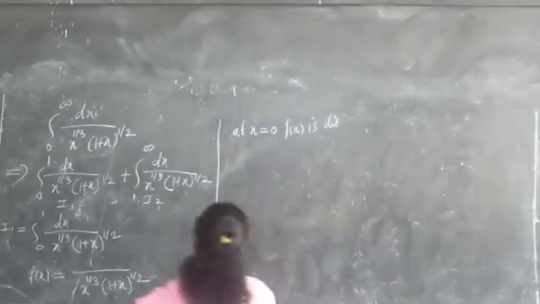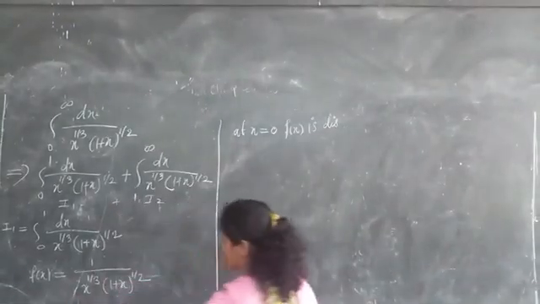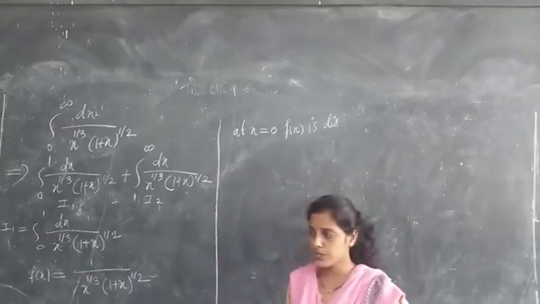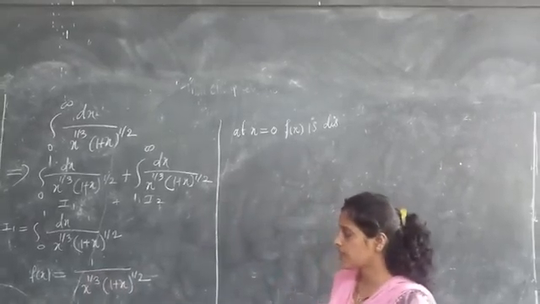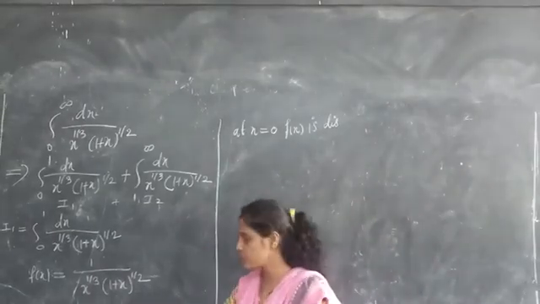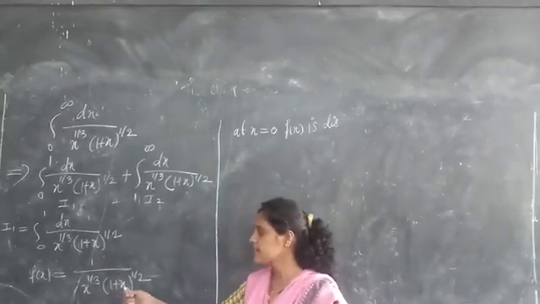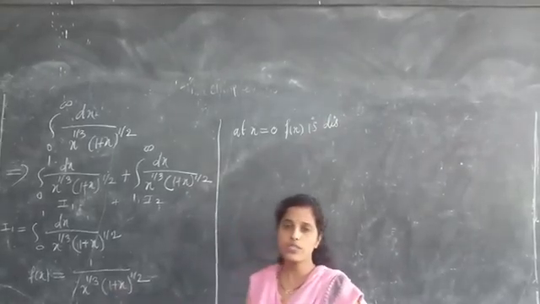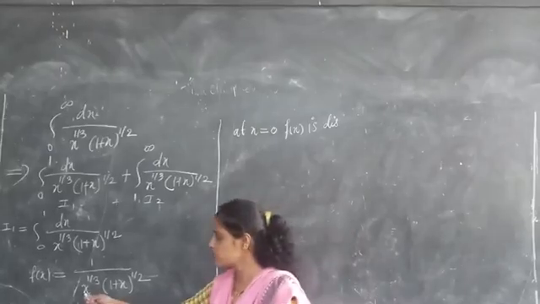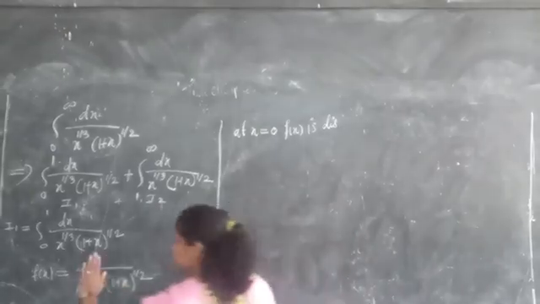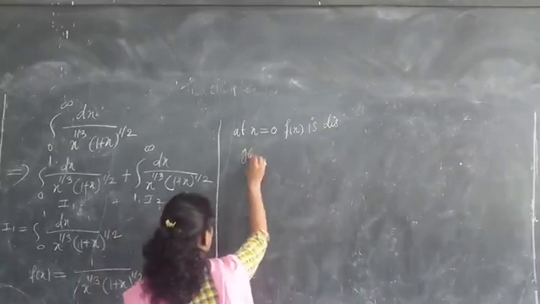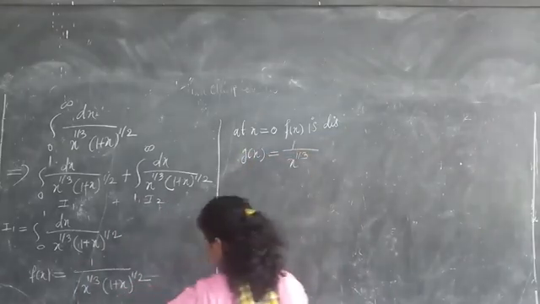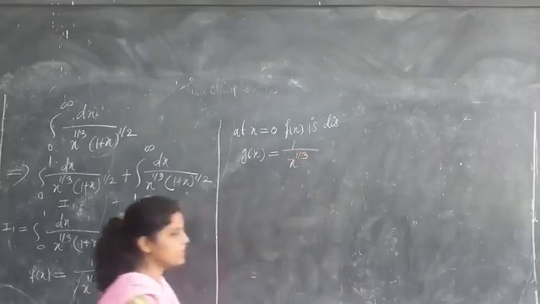So what can we choose as g of x? We choose the function that carries the discontinuity at that point. If you put 0 in the factor 1 plus x, you get 1, but if you put 0 in the other factor, it is discontinuous. So we choose g of x equal to 1 divided by x to the power 1/3.